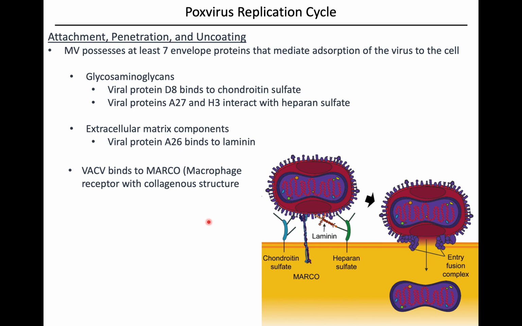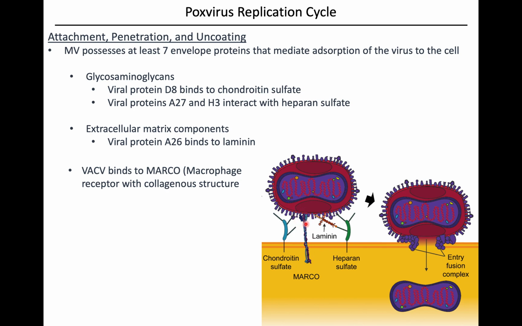But just to give the simple version here, on that mature virion, you've got proteins on the cell surface that'll associate with these two glycosaminoglycans, chondroitin sulfate and/or heparan sulfate. And then there's also some proteins on the virion surface that'll bind to laminin, which is a common component of animal cell extracellular matrix. So that's kind of the initial binding. And then really the specific protein receptor on the cell surface is this one called MARCO, which stands for macrophage receptor with collagenous structure. We're not going to go into the collagenous part of that.